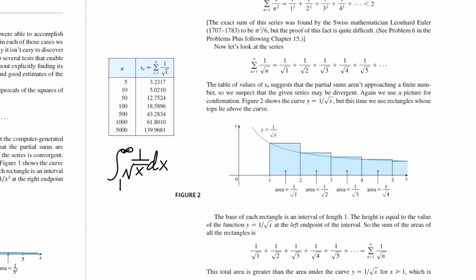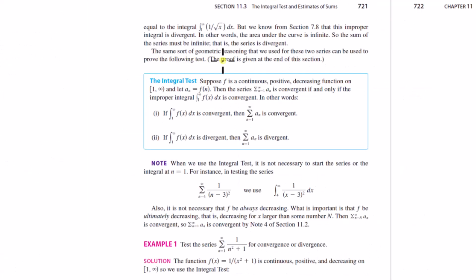Okay. All right. The same sort of geometric reasoning that we used for these two series can be used to prove the following test. So what they're saying is that we use these improper integrals to state whether a series was convergent or divergent. We just showed the idea of doing that. So with that, there must be an official procedure, an official test that we can use, with improper integrals to check if a series is convergent or divergent. Yeah, and so this is the integral test.